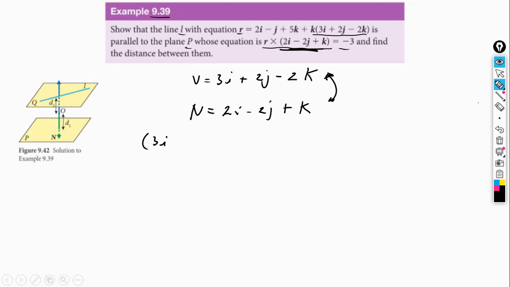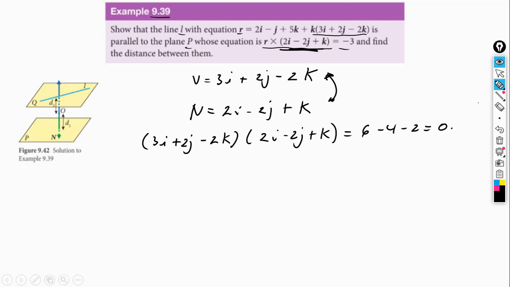So we have 3i plus 2j minus 2k dot product 2i minus 2j plus k. And notice that here we're going to get 6 minus 4 minus 2, which is equal to 0. Therefore, line L must be parallel to plane P. Now they want us to find the distance between them. For this, we would need to find the equation for the plane Q containing line L.